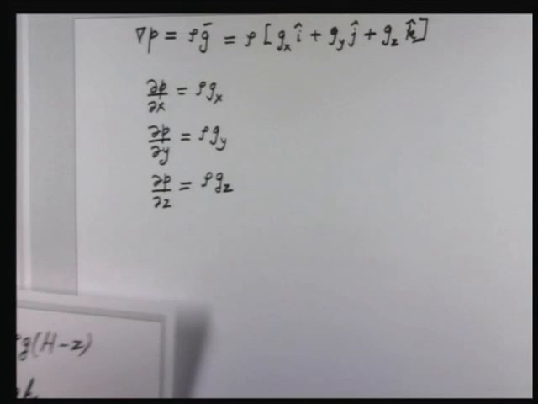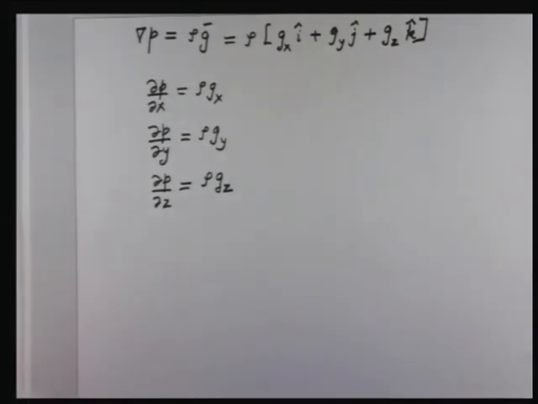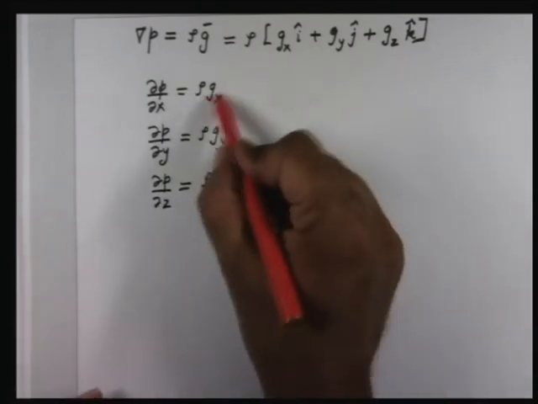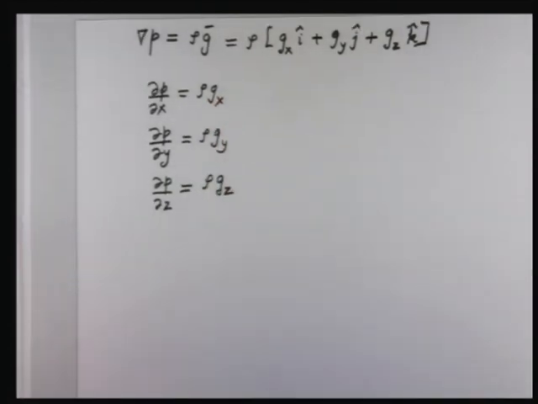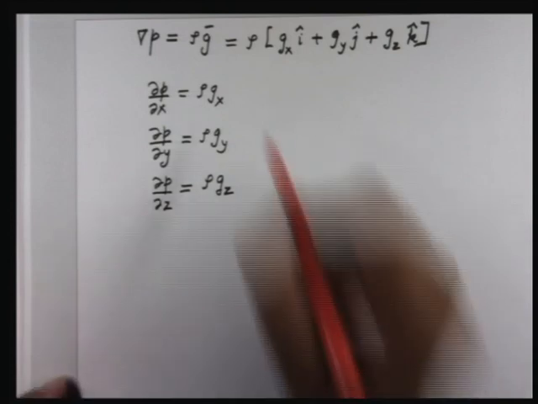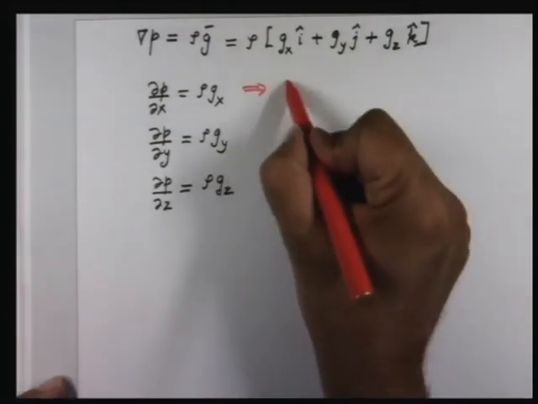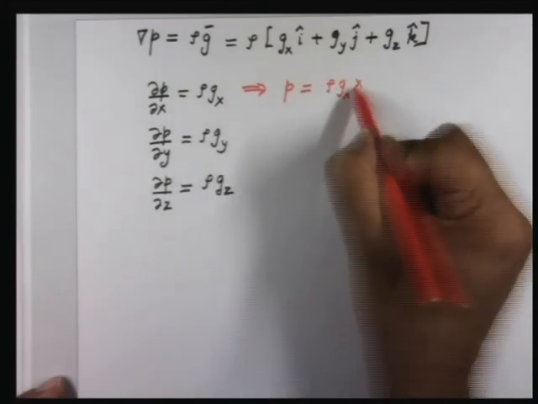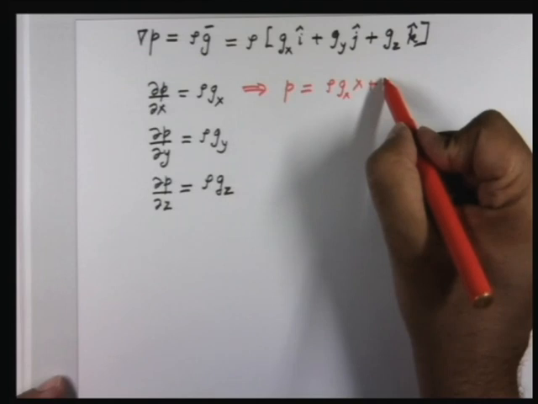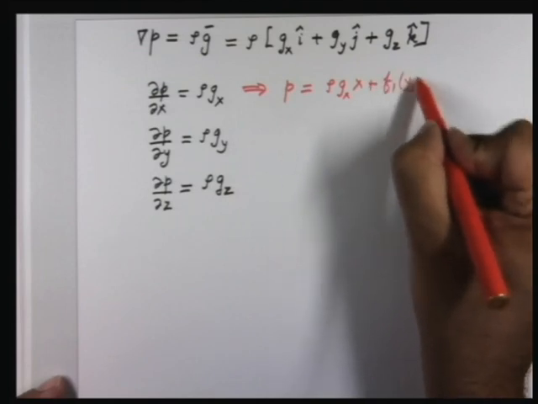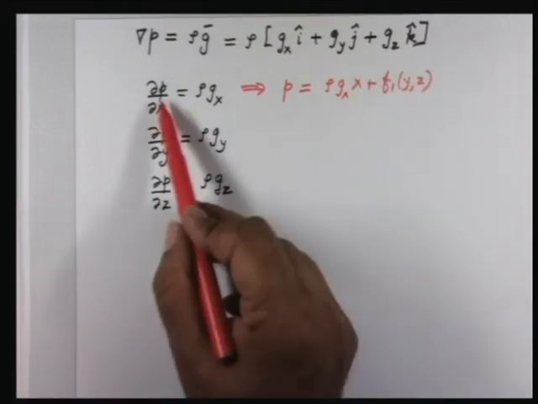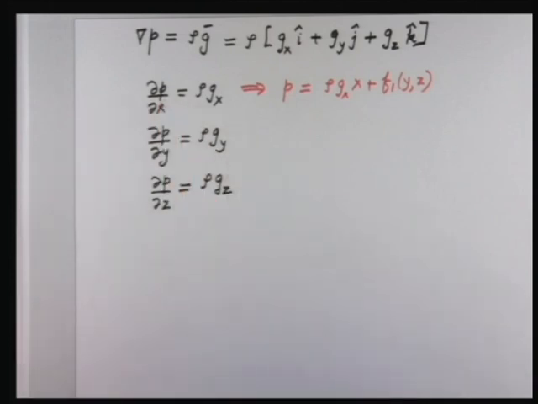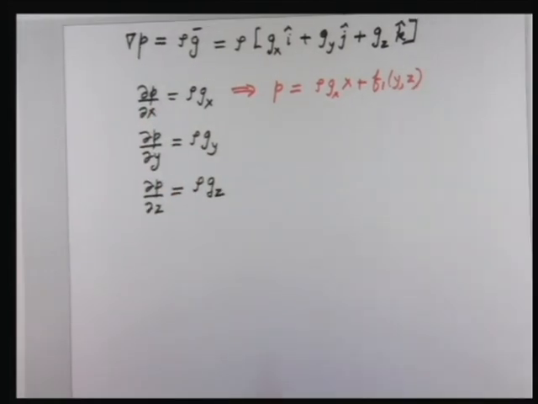Now we have to integrate partial differential equations. So if I start with the first one, gx, gy, gz are constant, and for the time being we are assuming that rho is a constant, so it's a liquid perhaps. So from here you're going to get P equal to rho gx x plus, let us say, some function of y and z, because the left hand side here involves a partial derivative. This can be a function of y and z.